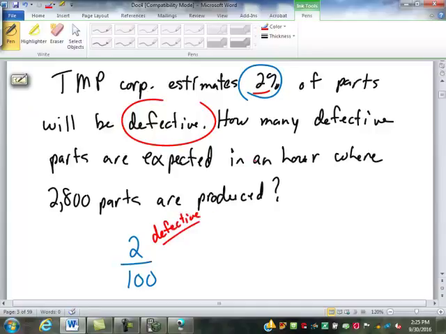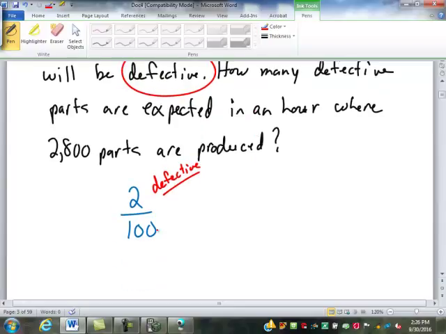The 100 always represents the whole amount or the group, the larger group that we're looking at. In this case, what is that 100% representing? The total parts, right? And the words you use don't matter. Total parts, all parts, however you want to word it. It's everything that was produced in that hour.